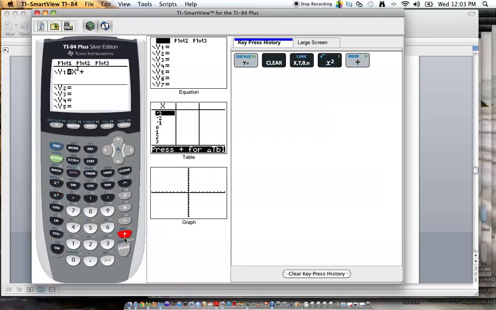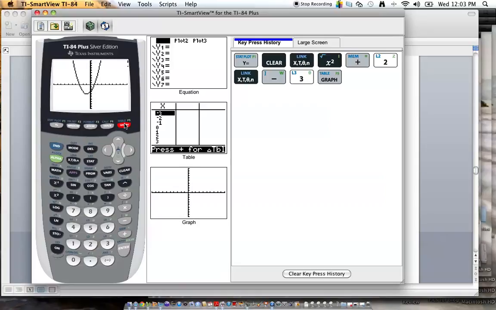Plus 2x minus 3. And I hit graph. Nice looking graph. Came out very good. But we don't want to eyeball things. One kid in the class eyeballed things. We don't want to eyeball them and kind of sketch them. We want to go to the table.